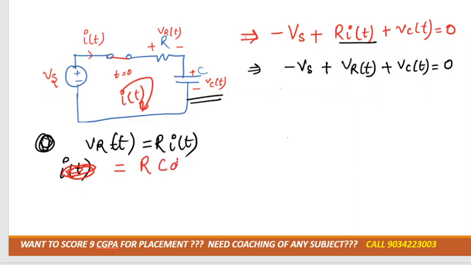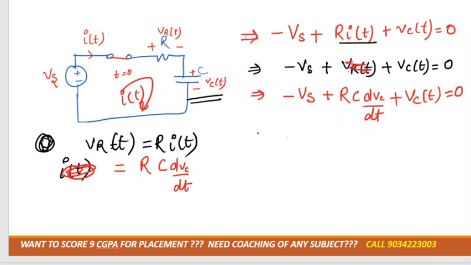I would be how much? C dVc over dt? Yes or no? So I'm substituting here minus Vs as it is. VR would be R into I of t. R as it is. I of t is how much? C dVc by dt plus Vc of t is equal to 0. Yes or no?